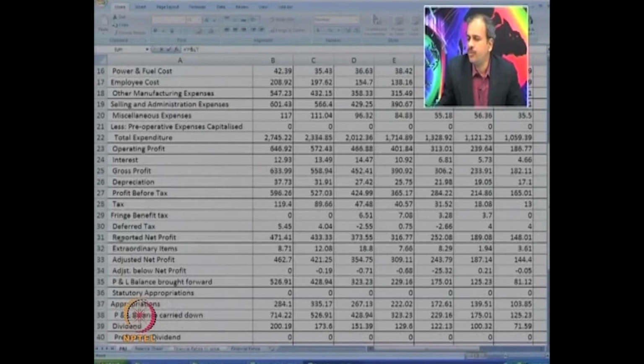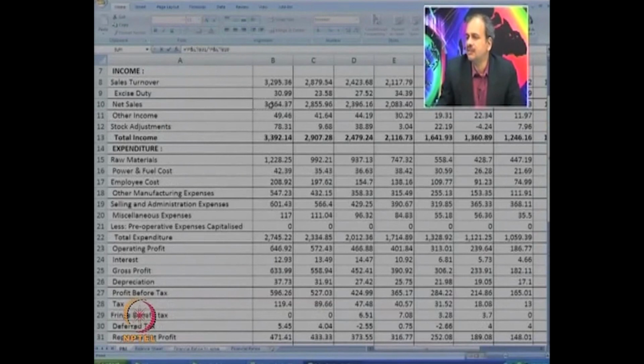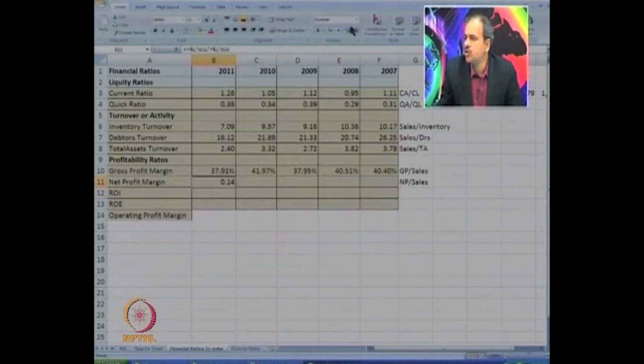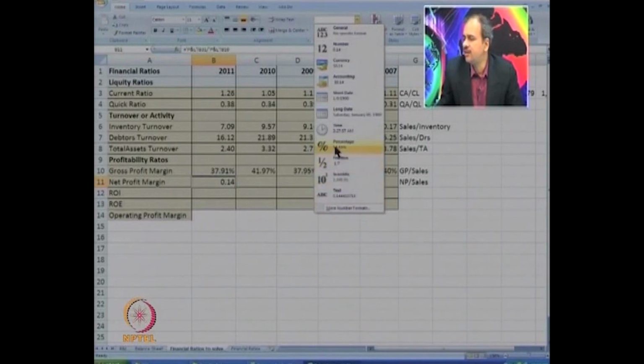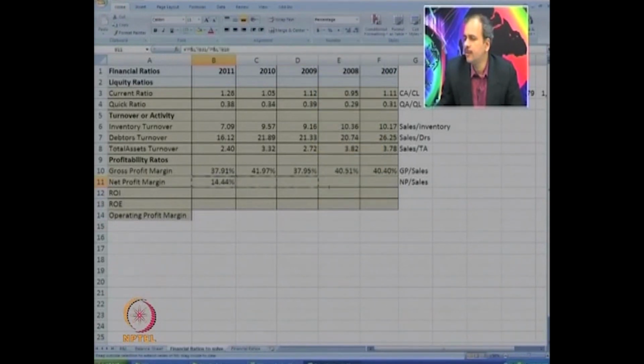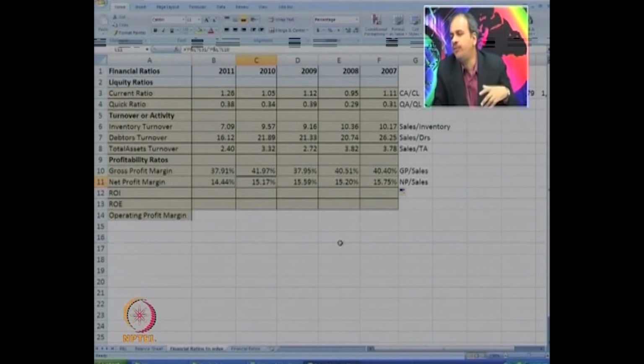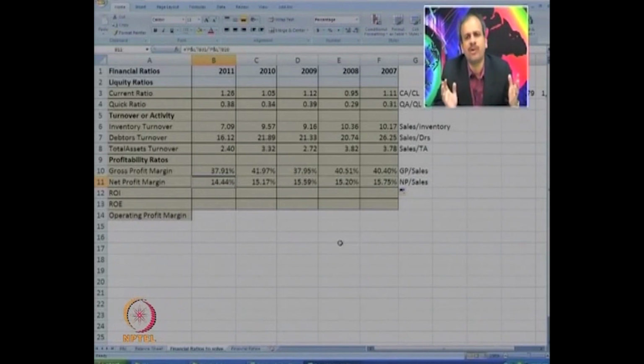So, here the information of reported profit, that is the final profit as earned by the company, divided by net sales. This also will be put as a percentage figure. So, again you can see that there is slight pressure on the profit. Profits were above 15%, now it is 14.44%. Still it shows a good profitability, but slight pressure.